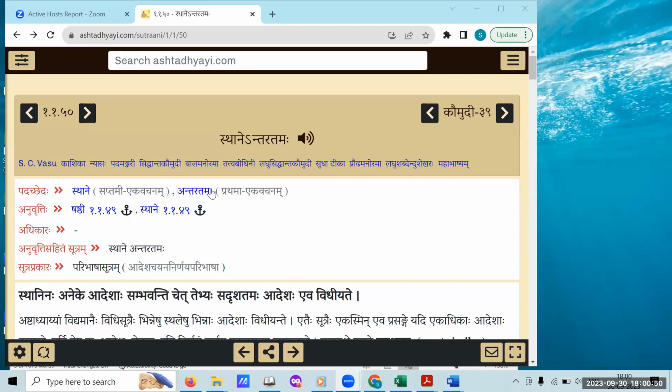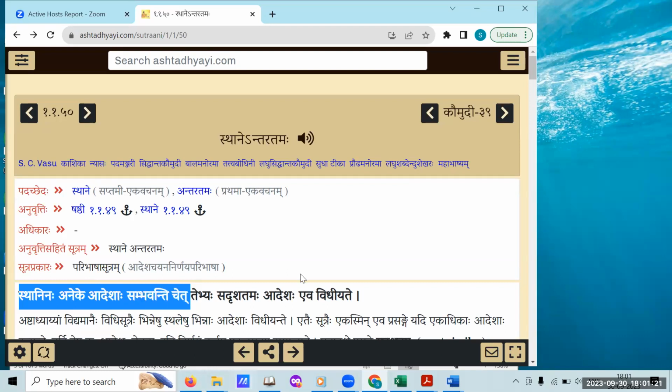So, Sthane Antara Tamaha. That's a sutra. Anuvritti is Shashti Sthane. So, what will the sutra say? The sutra's basic meaning, as I told you, is when a sthani has to be replaced, then the closest one should replace. The closest one should be the replacement. So, said in simple words, sthaninaha aneke adeshaha sambhavanti chet. If for what is to be replaced, there are many possible replacements, tebhyaha, among them, sadrishatamaha adeshaha eva vidhiyate. The closest adesha alone is ordained by the sutra.